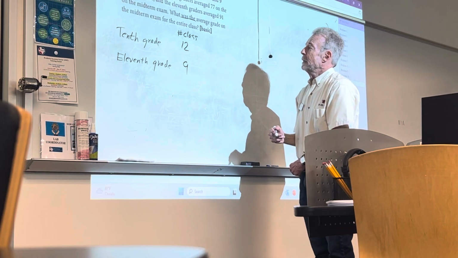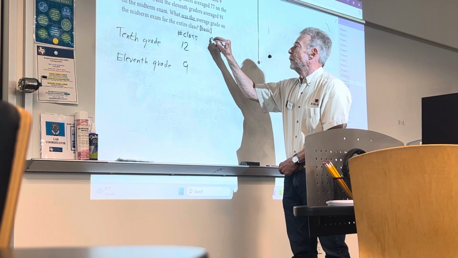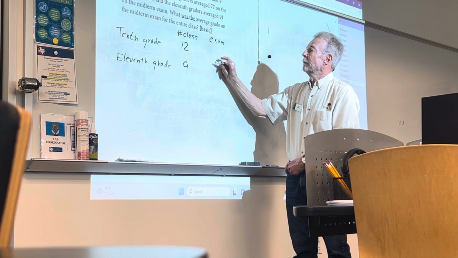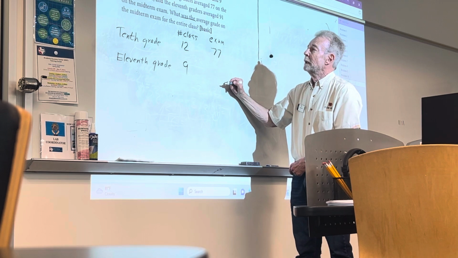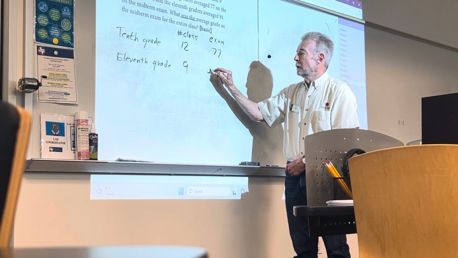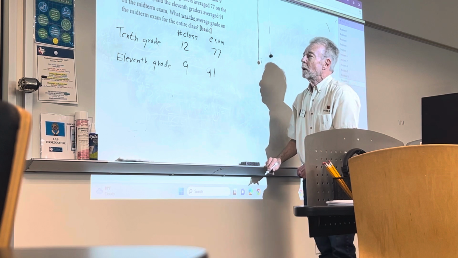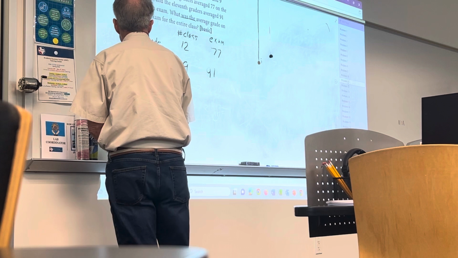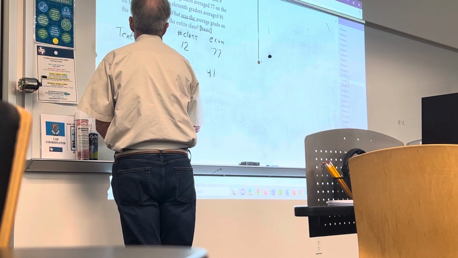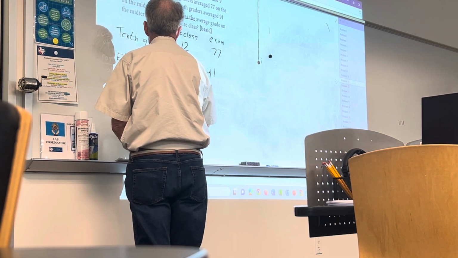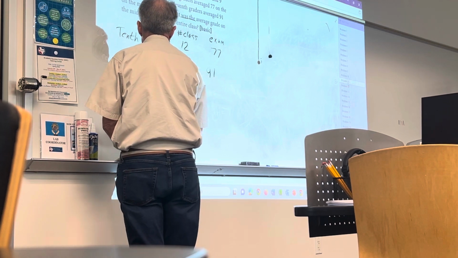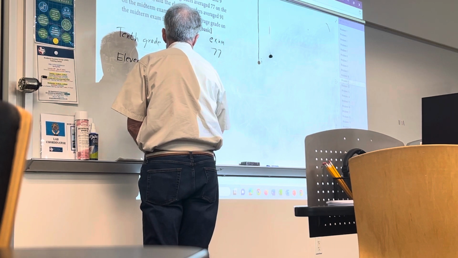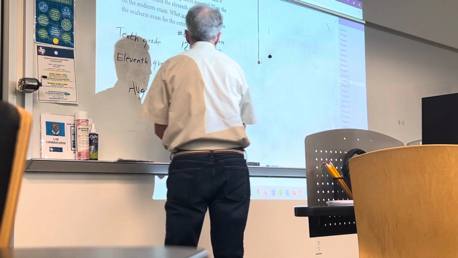The 10th graders averaged 77 on the midterm exam, so the exam score, the 10th graders averaged 77 on the midterm exam, and the 11th graders averaged 91 on the midterm exam. What was the average on the midterm for the entire class? In other words, the 10th graders and the 11th graders.